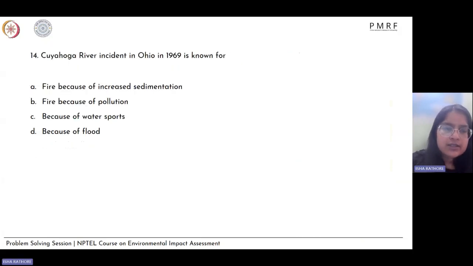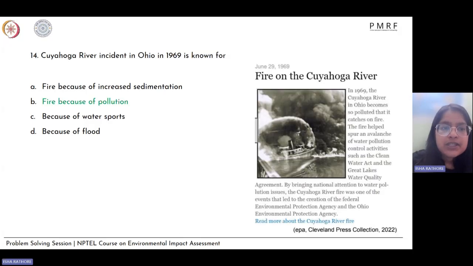Moving on to the next question. So the Cuyahoga River incident in Ohio, USA in 1969 is known for A, fire because of increased sediment, B, fire because of pollution, C, because of water sports, or D, because of flood. So the correct answer is B, that is, it was fire because of pollution. So the river was so heavily polluted that it caught fire in 1968, and this was one of the events which led to the formation of the EPA and the Ohio Environmental Protection Agency. Okay. So B, fire because of pollution, is the correct answer.